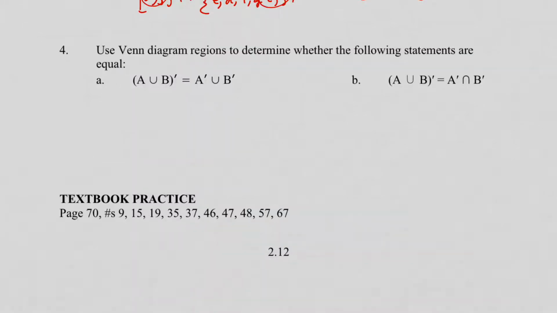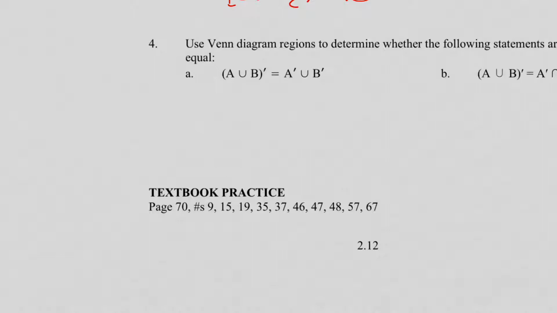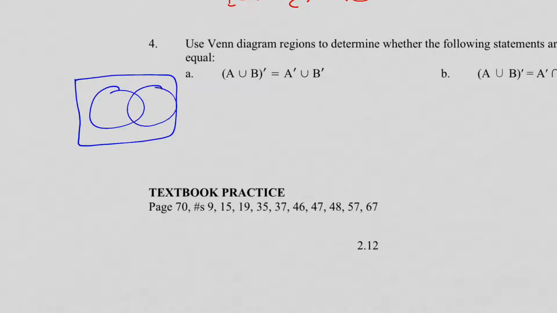Okay, the last section in 2.4 is verifying statements to see if they are equal, or true. And so what we want to do has to do with two sets. So we're going back to the idea of two sets. So if you remember, two sets have 4 regions: 1, 2, 3, and 4. So to verify if these two statements are true, we're going to go ahead and list the regions. So set A is 1 and 2.